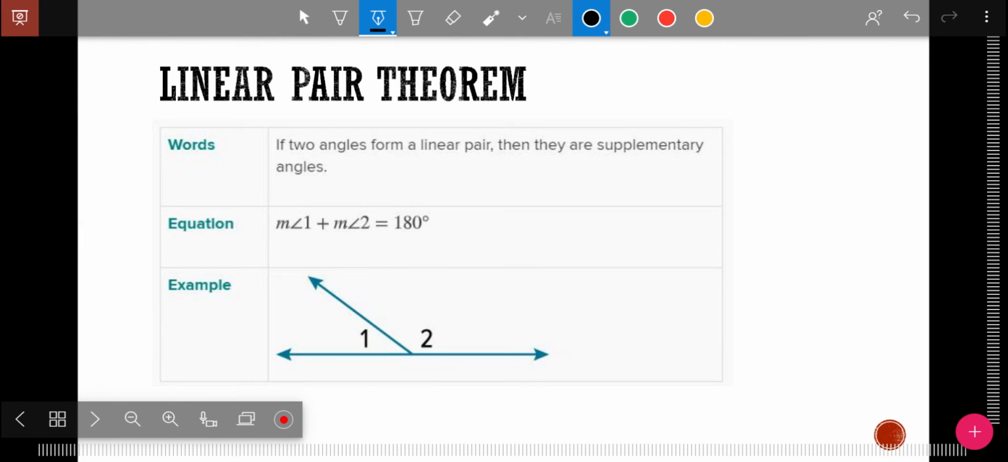Next, we have linear pair theorem. Again, we've had linear pair theorem, so this is not new for us. Angle 1 plus angle 2 makes 180 because they make a straight line. So the two angles form a line, and they equal 180, or they are supplementary.